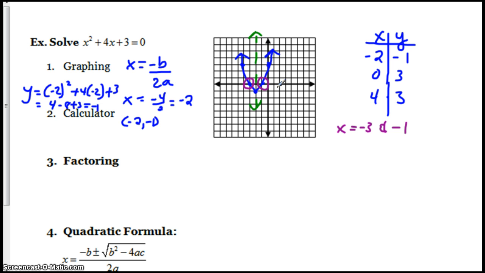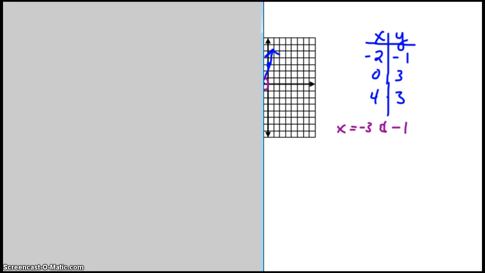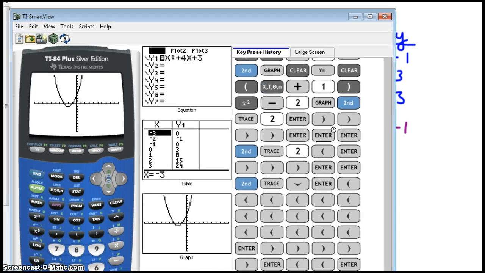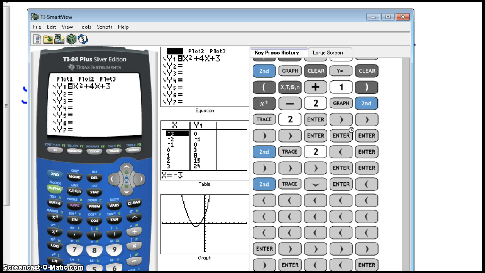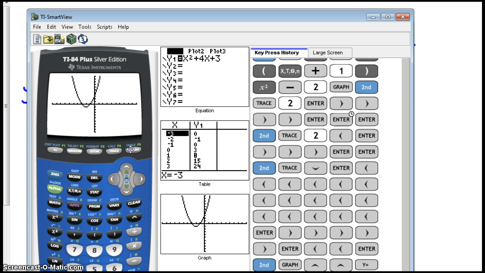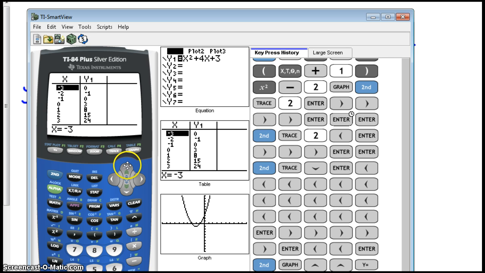A second way to solve this equation is using the calculator. And when you put the equation into the calculator, remember, you put in y equals and you type your equation in, then you hit graph. There's a couple different ways you can solve by graphing. The first one is you can look at the table and see where the zeros are, where the y is equal to 0. So here it is exactly at -3, 0 and -1, 0. So it shows up in the table.